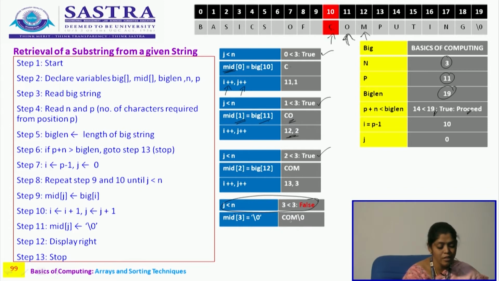So when the condition fails, you come out, and you remember to store the null character at the end of your new character array called mid. So once it is stored, you can display your mid, which is COM. Now we have given the choice to the user of from which position they want to retrieve and how many characters they need to retrieve. So earlier what we have seen is from the beginning and from the end. Now this is from a position and a number of characters. So this is how a retrieval of a substring from a given string can be performed.